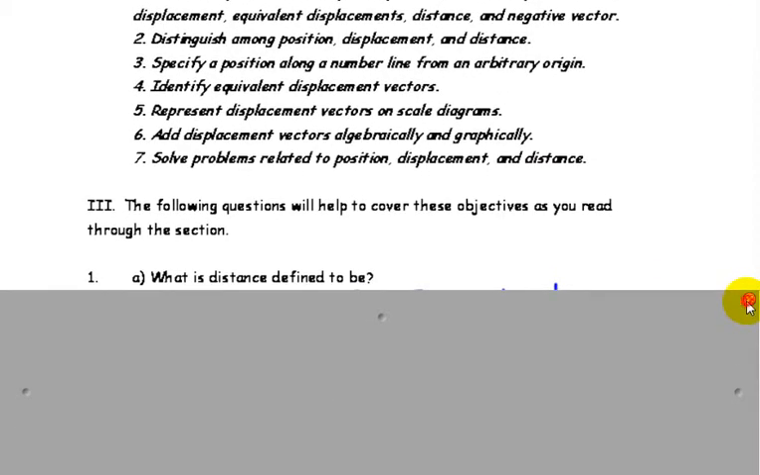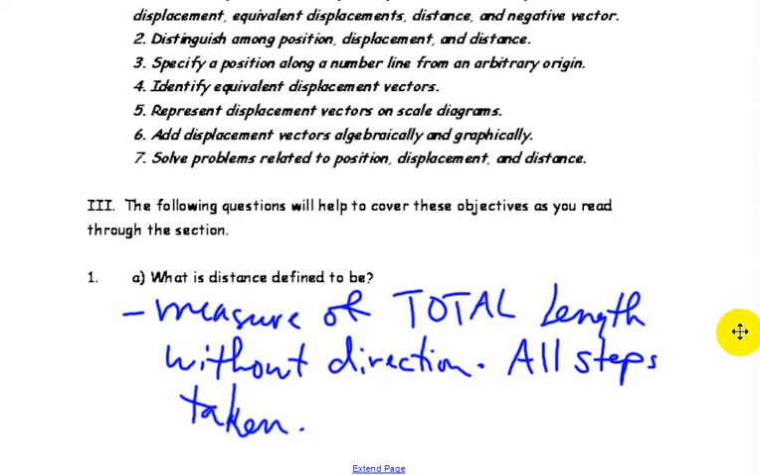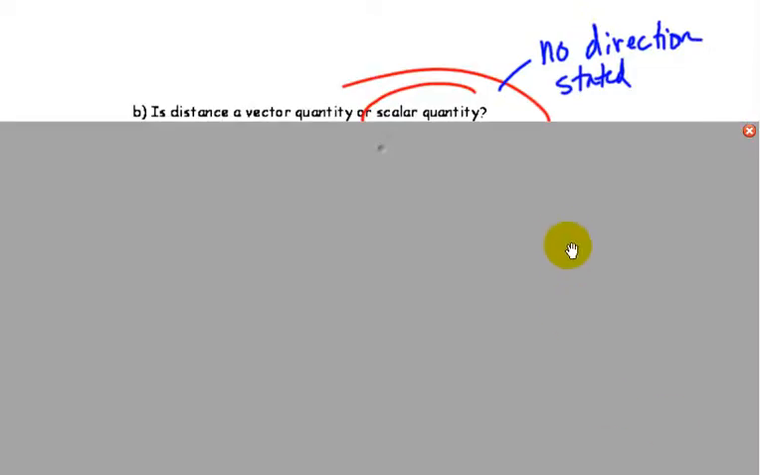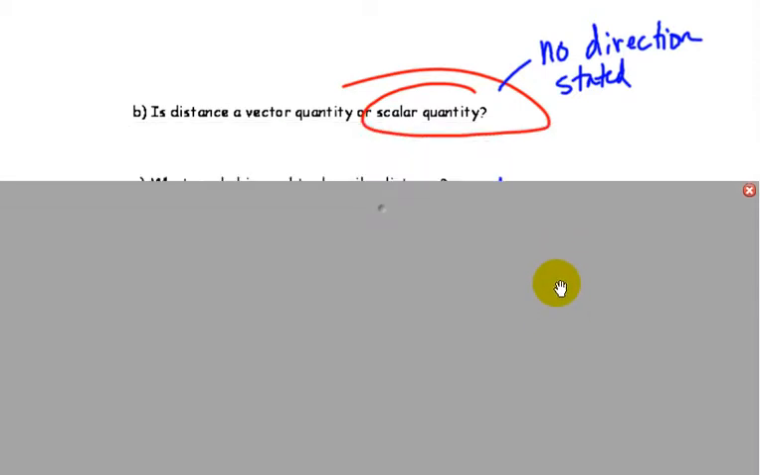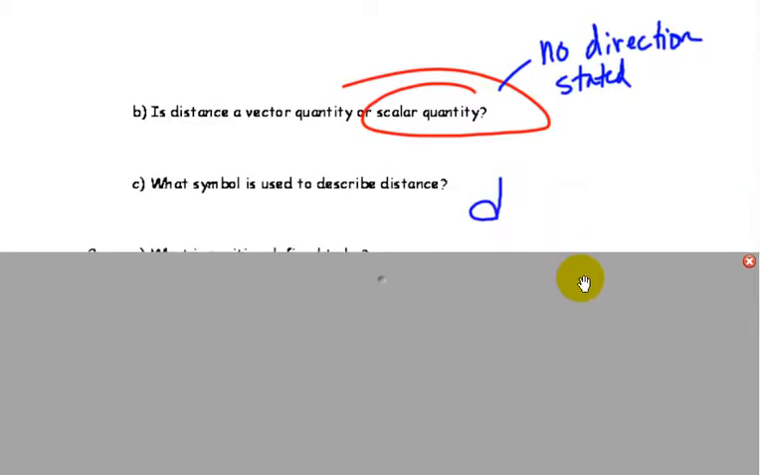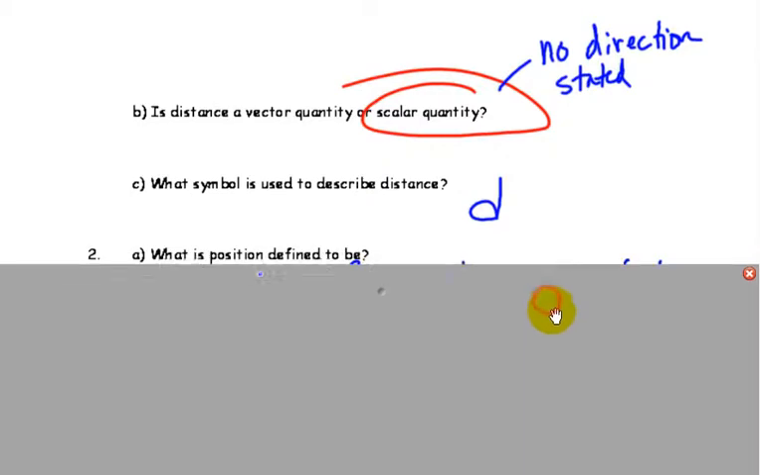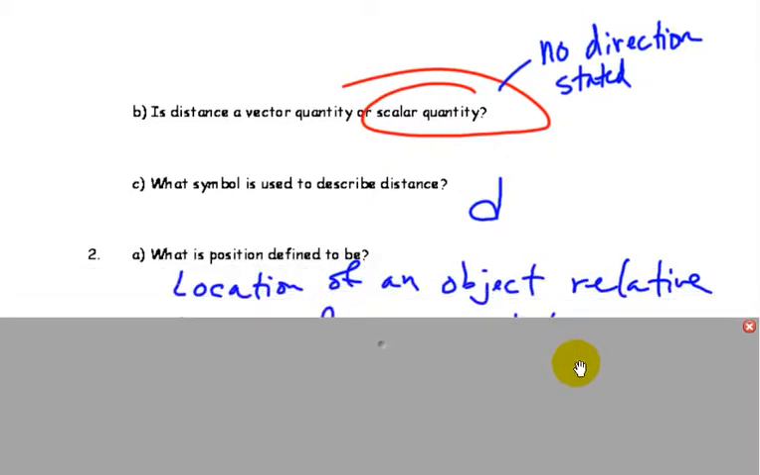So first of all, distance is a measure of the total length without direction. And it looks at all steps taken. So if you take the long way home, for example, you would measure every step of that long way home, even though as the crow flies it would be a shorter distance. So all steps taken during a trip. Distance is a scalar quantity because if we're just simply looking at all the steps, we're not concerned about direction. The symbol used is just a d. So that is all distance. It's not a vector, just use a d.